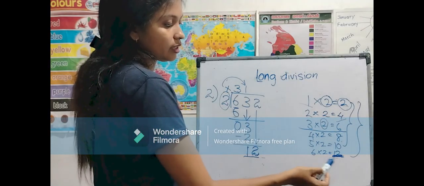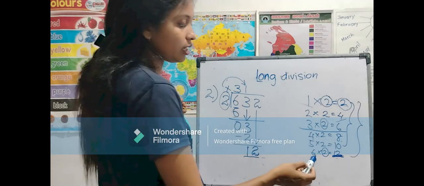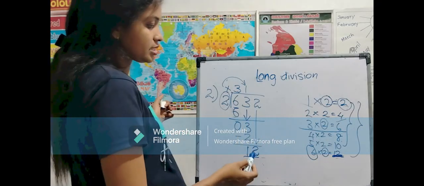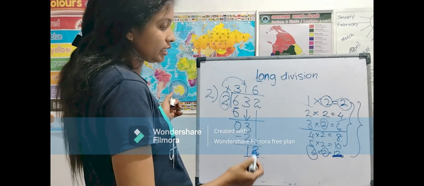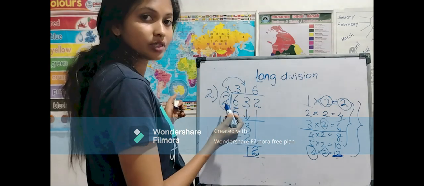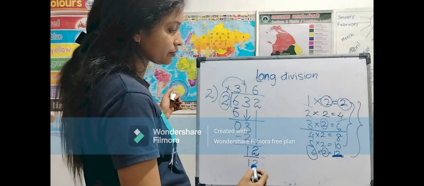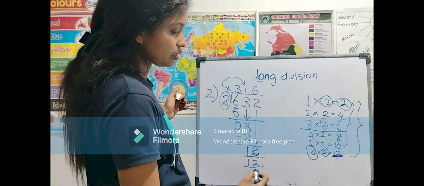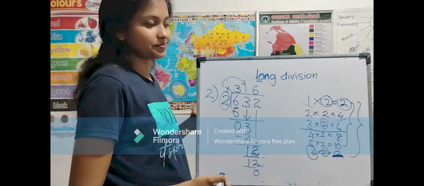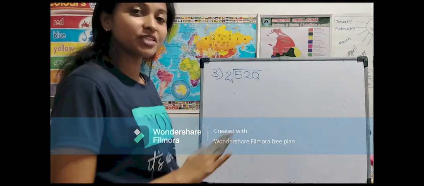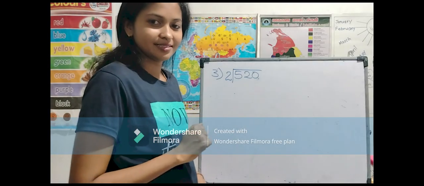Then what is it? 12. And we took the second multiplication table. What's the answer? 6. Yes. In number 12, there are 6 times 2. Then 2 times 6 is equal to 12. Then 12 minus 12 is equal to 0. We can move on to the third sum. Are you ready for the third sum?